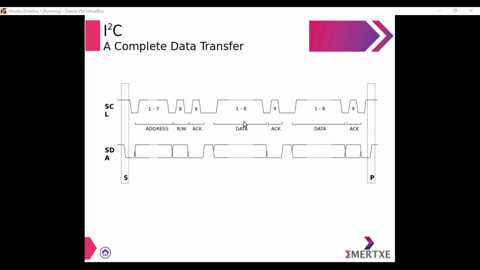In the next 8 clock pulses, the master is going to transmit the second register's address and it is going to receive the acknowledgement. And in the next 8 clock pulses, the RTC is going to transmit the second register's value and acknowledgement will be received by the master. And at the end, a stop bit will be transmitted to represent the stop of communication.